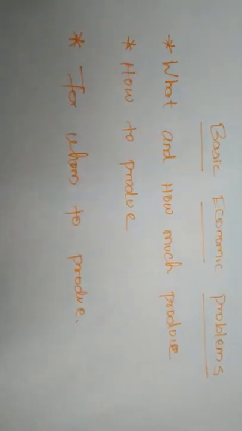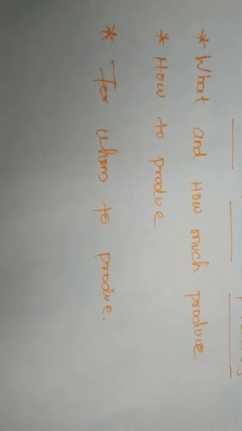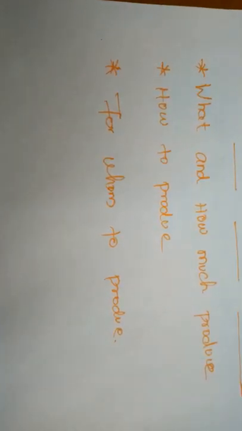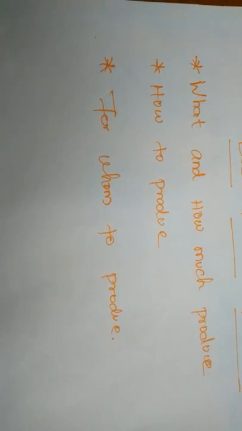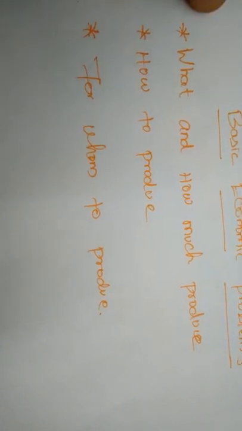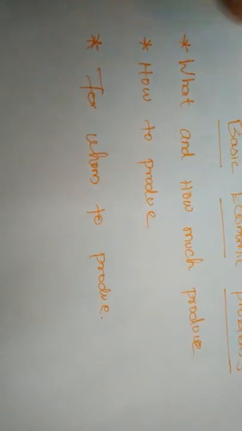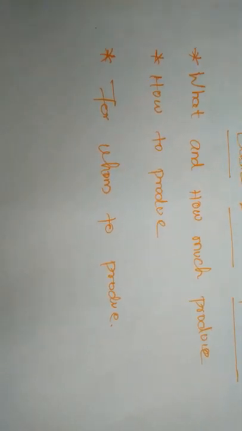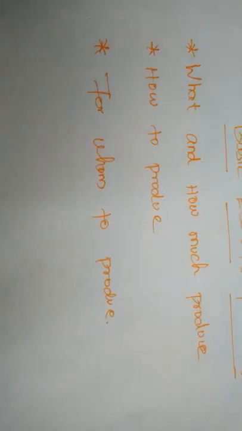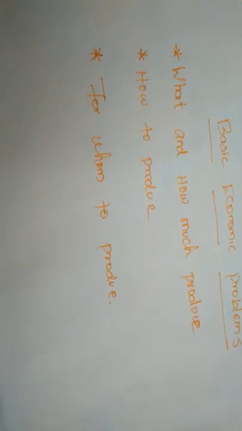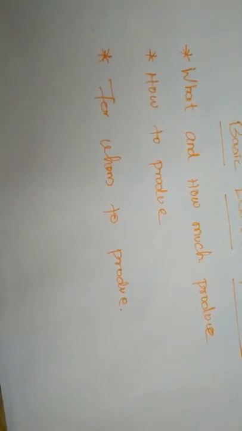Next, for whom to produce. For whom we have to produce. Every society must also decide how its produce will be distributed among the different sections of society. When we are distributing any of the commodities, the produced commodities are going to reach different kinds of people. Among these people, who is getting more or who is getting less is a consideration.